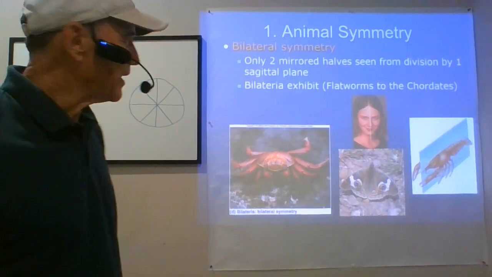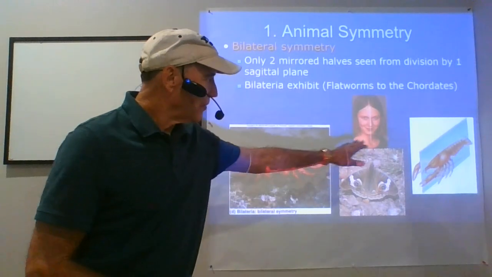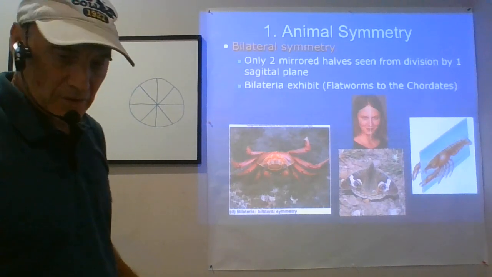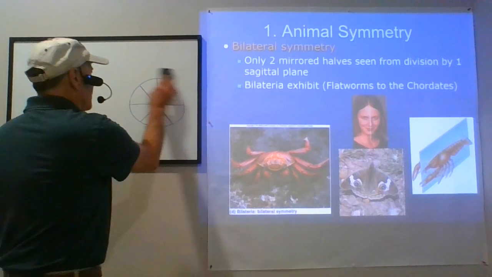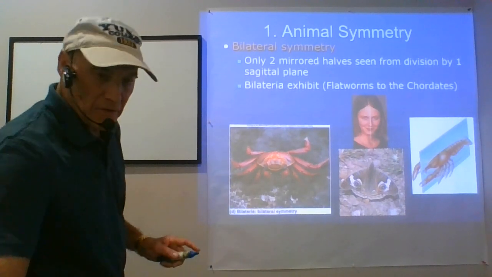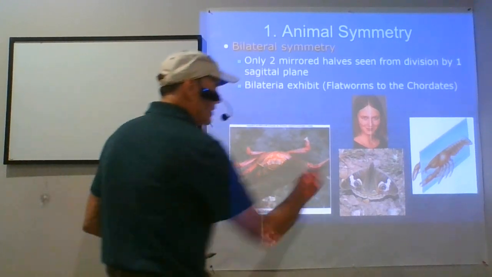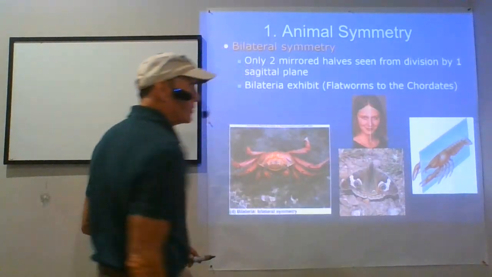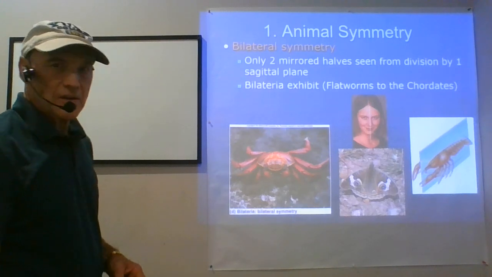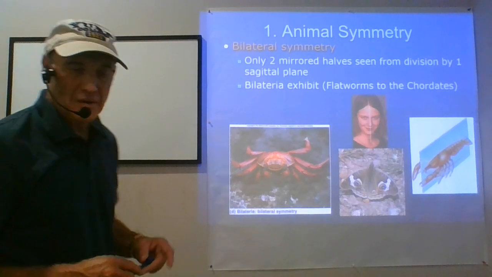And then here's bilateral symmetry on these organisms. That's all the rest. So that would be like this. If you draw, there you go, right there. You've got this young lady here, right down the middle of her nose there. You've got two equal halves.